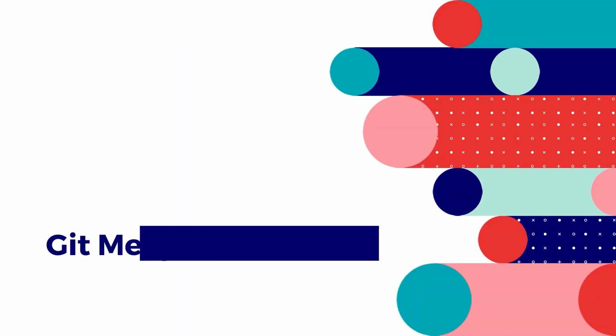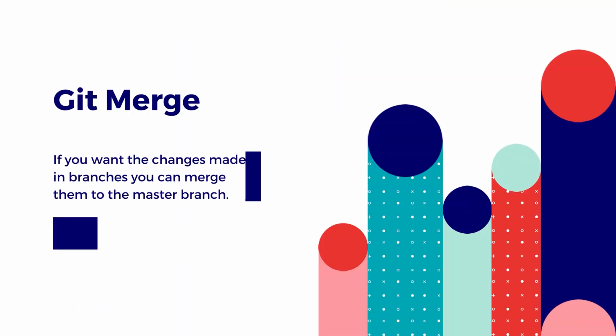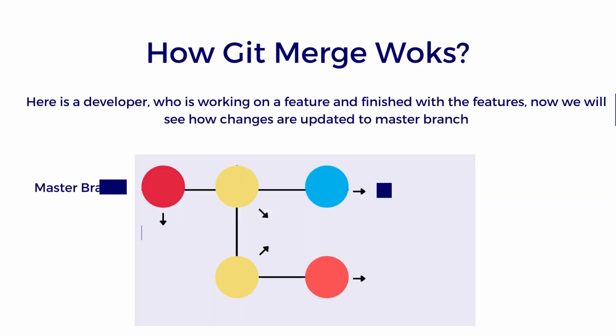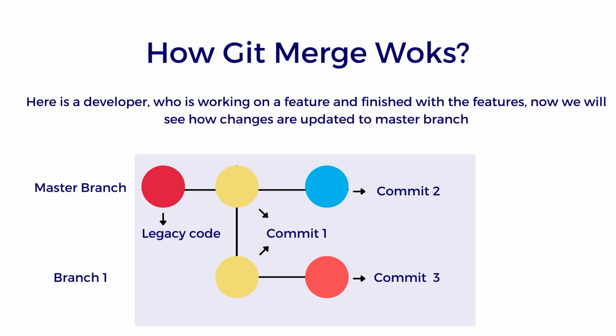Now we will see about Git merge. If you want the changes made in branches, you can merge them to the master branch. Here merge can be done only on the remote branch and it creates a new commit to merge the changes. Now, let us understand this Git merge with an example. Here is a developer who is working on a feature and has finished the feature. Now we will see how changes are updated to the master branch.